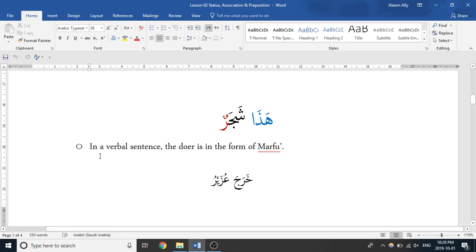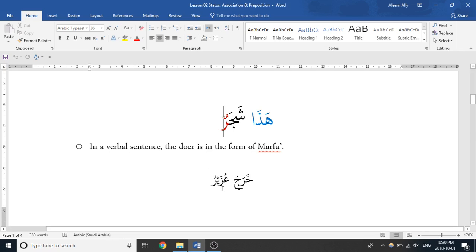Okay, moving on. In a verbal sentence, which is a sentence that begins with a verb, we said he ran to the car would be an example because it begins with he ran, right? In a verbal sentence, the doer is in the form of marfu'. Sorry about that, I forgot to mention this, but usually when a word is in a state of rafa, people just refer to it as marfu'. That literally just means a noun that's in a state of rafa, right? It's called marfu'.